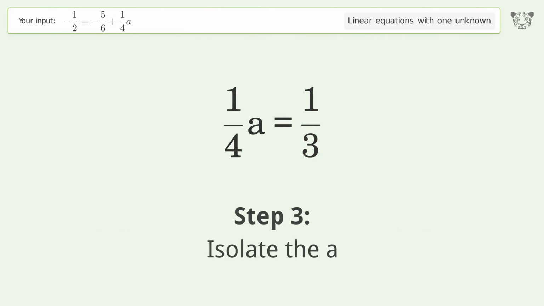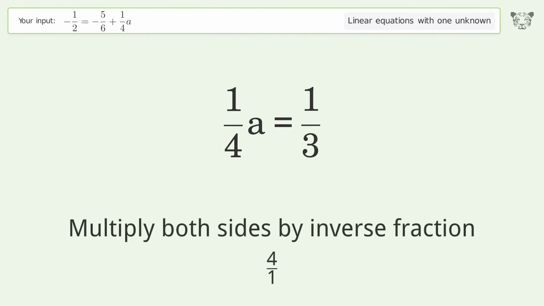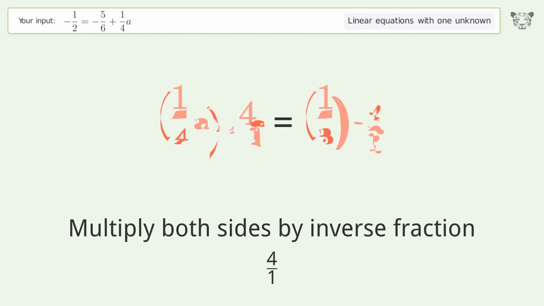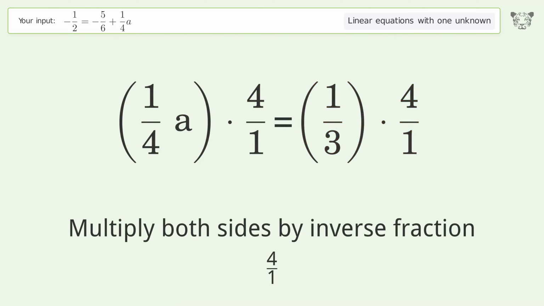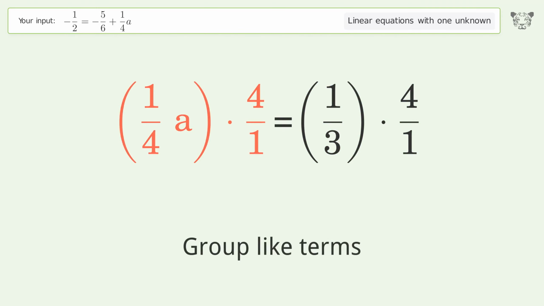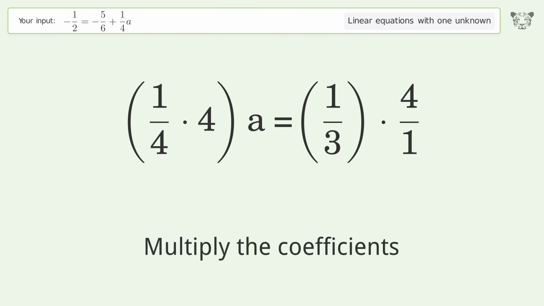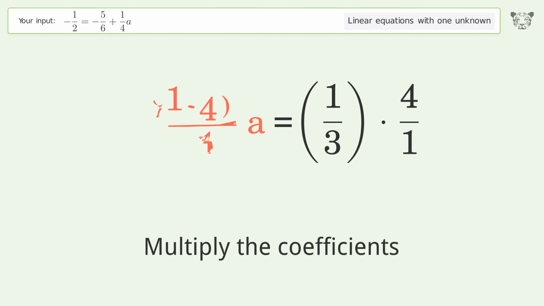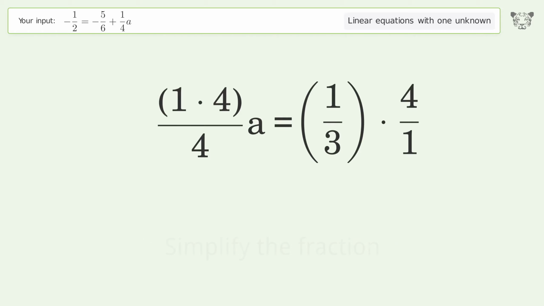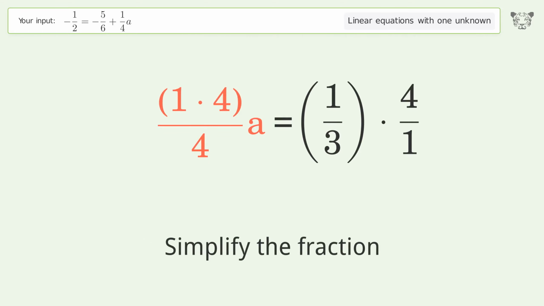Isolate the a. Multiply both sides by inverse fraction 4/1. Group like terms. Multiply the coefficients. Simplify the fraction.